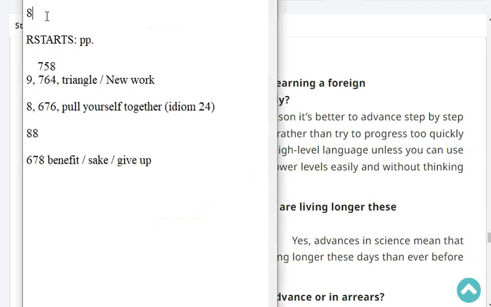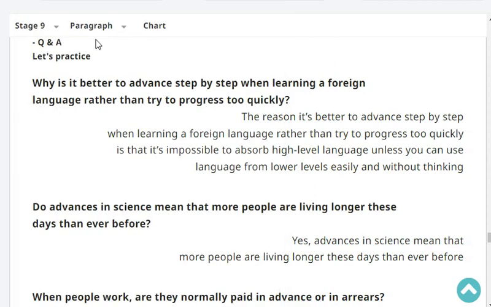Okay, I see. Very good. Okay, so our reading is at stage 8, page 776. The last headword was idiom 34, pull yourself together. Okay, please start at page 678. Last headword: benefit, sake, give up.